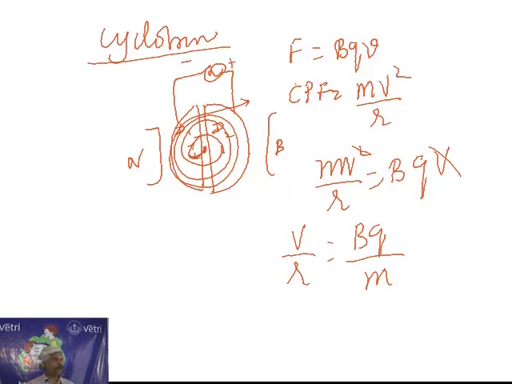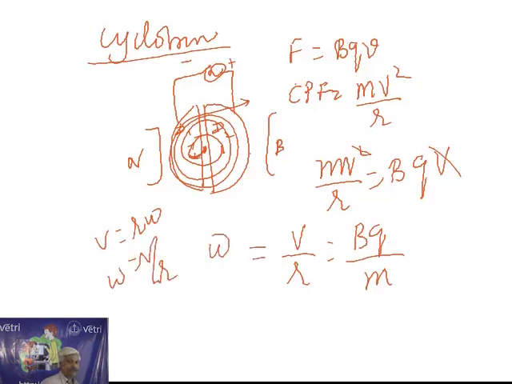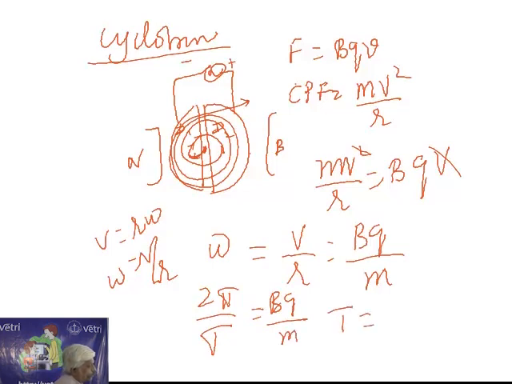V by R: we know already V is equal to R omega. So R omega is equal to V, and omega is V by R, which is the value of omega. This omega is nothing but 2 pi by T, and that is equal to BQ by m. Therefore T is equal to 2 pi m by BQ. So this is the period of revolution, the period for a circular motion generally.